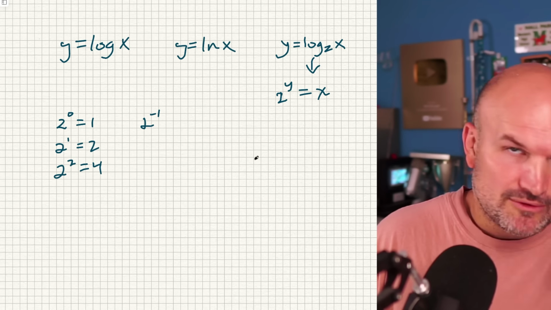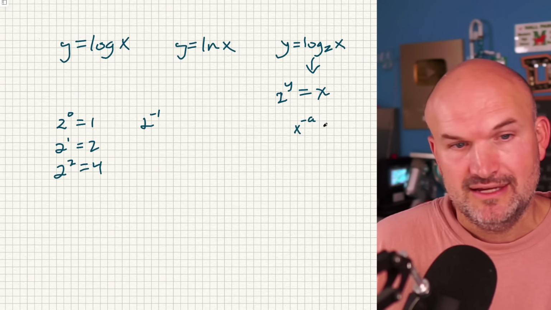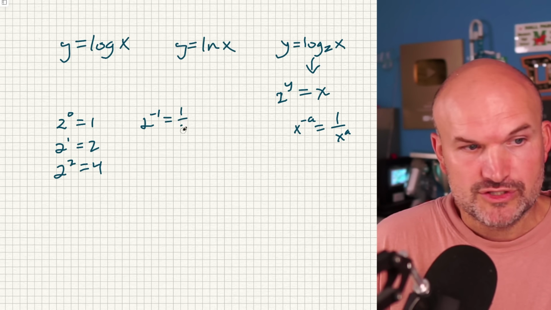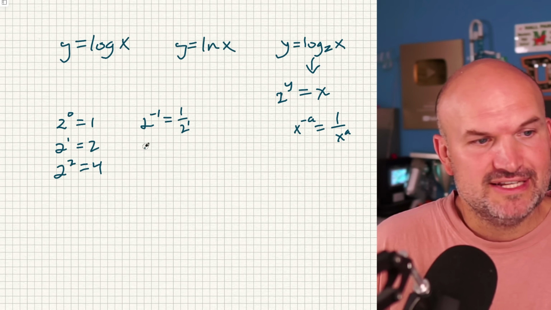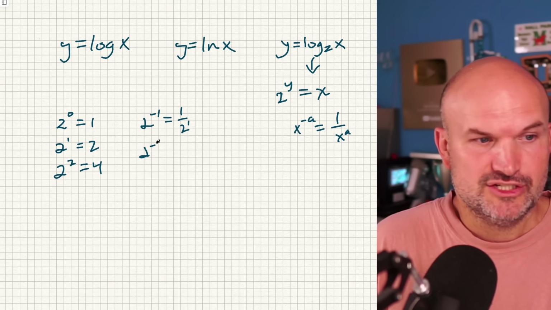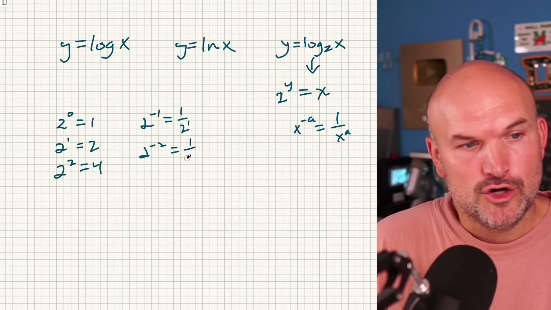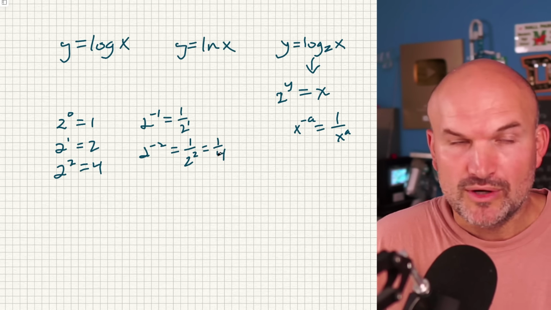What would that be? Now, remember our rules of exponents. If I have x raised to the negative a, that's going to be 1 over x to the a. So 2 to the -1 is equal to 1 over 2 to the first power, which is just 1/2. And then if I did 2 to the negative second power, that would be 1 over 2 squared. And that, ladies and gentlemen, is going to equal 1/4.